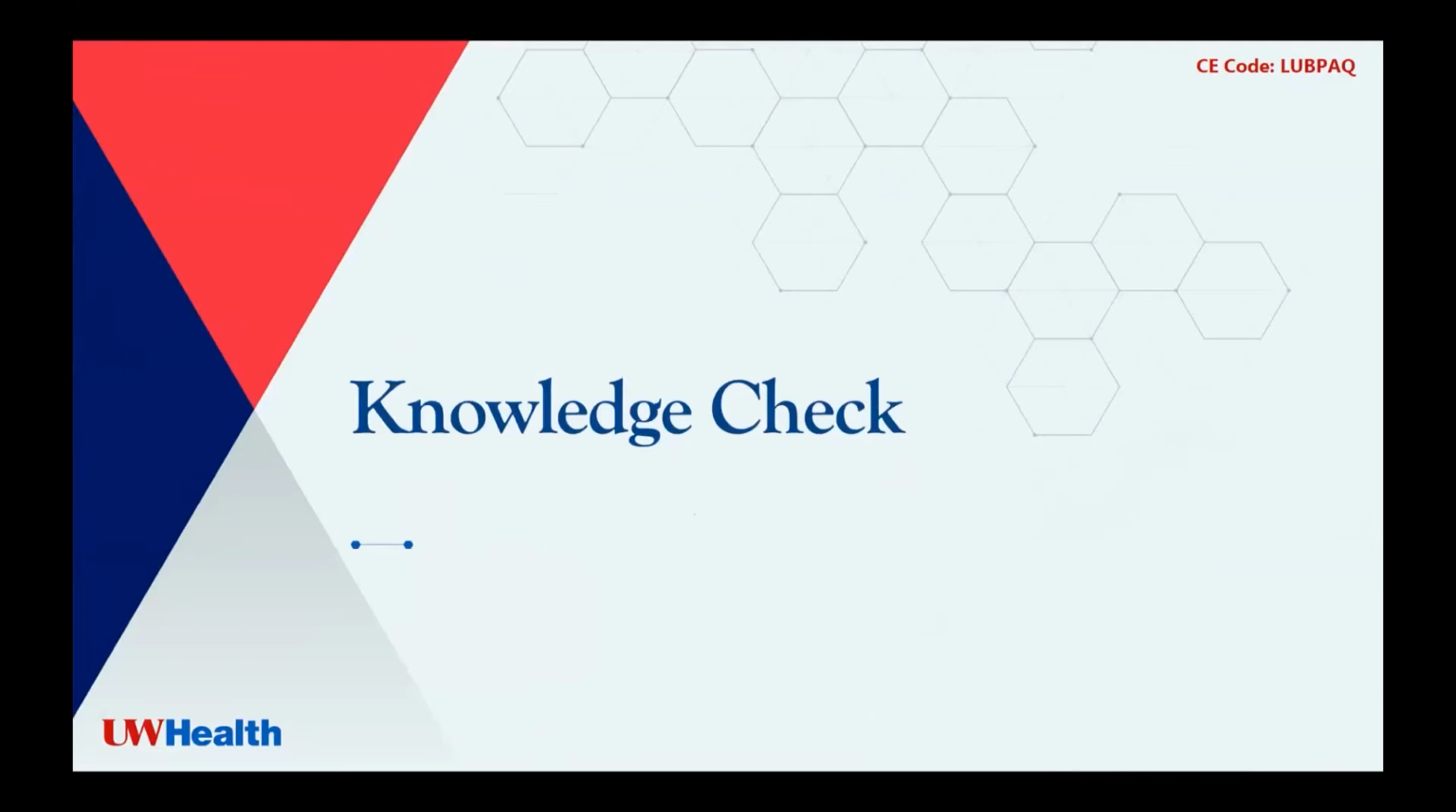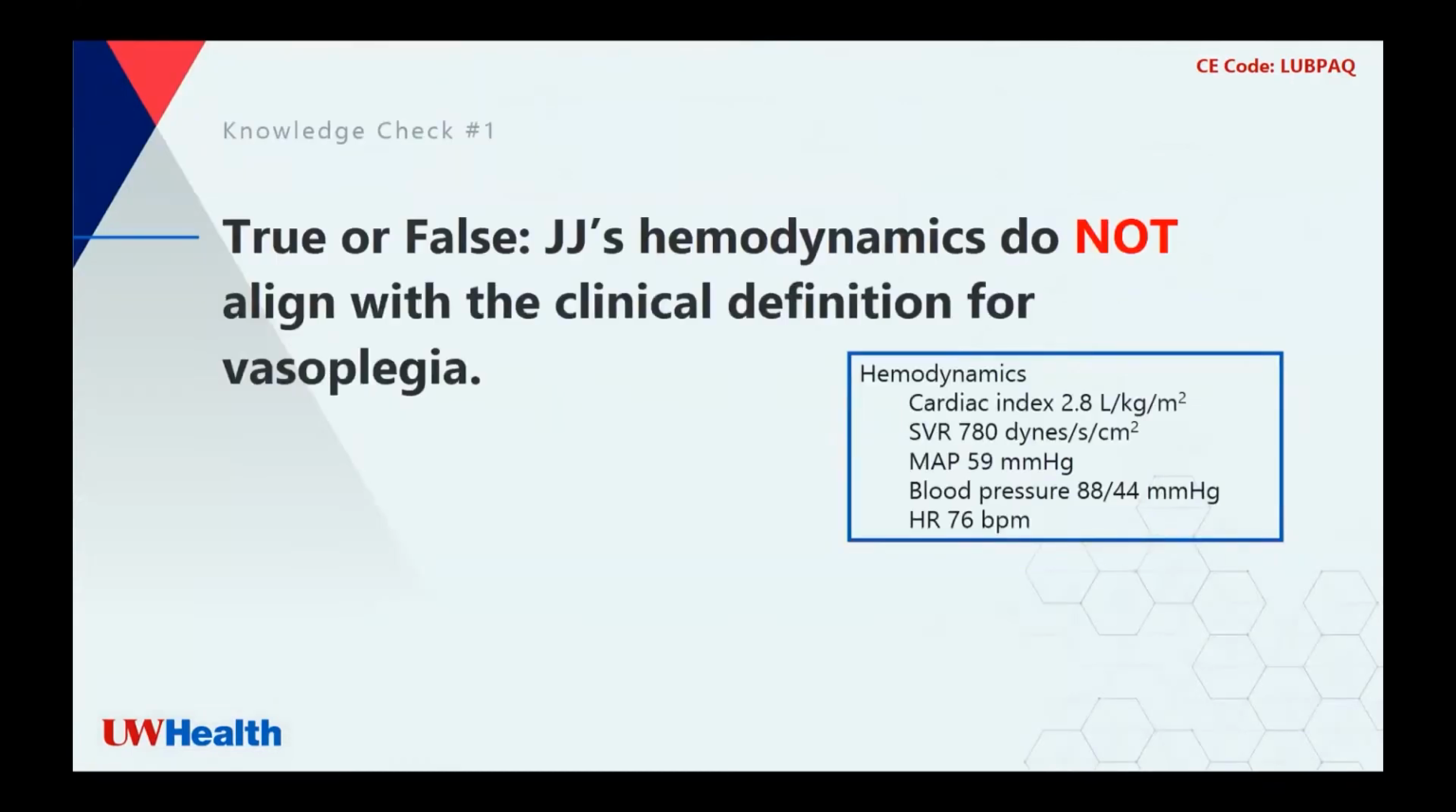So with this background, let's test what we've learned so far with our first knowledge check. Please feel free to put your answer in the chat. The first question is, true or false? JJ's hemodynamics do not align with the clinical definition for vasoplegia. And as a reminder, I've put his hemodynamics here on the right side of the screen. So true or false, they do not align with the clinical definition.